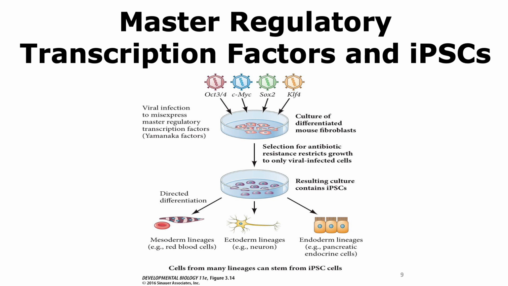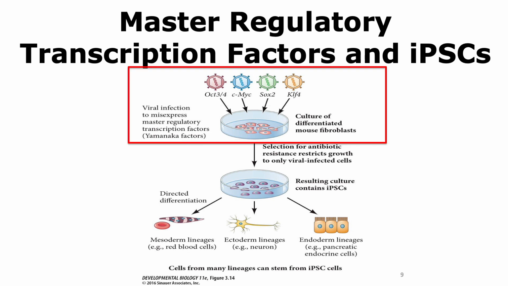Nowadays, some master regulatory transcription factors have been identified that can actually change a cell's fate. Let us look at an example where we're going to take cells that are differentiated mouse fibroblasts. So the type of the cell is that of a fibroblast, which means it has already undergone differentiation. Scientists added 4 transcription factors to these mouse fibroblasts: OCT3/4, c-MYC, SOX2, and KLF4.